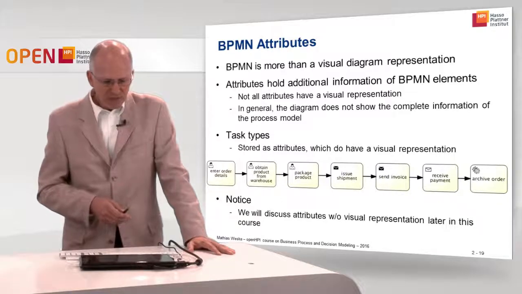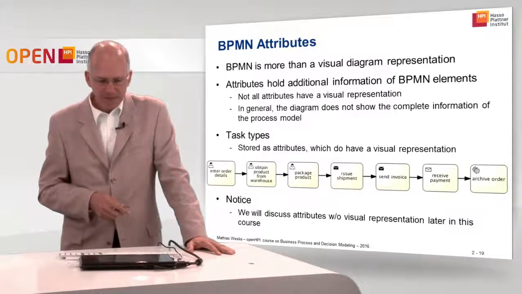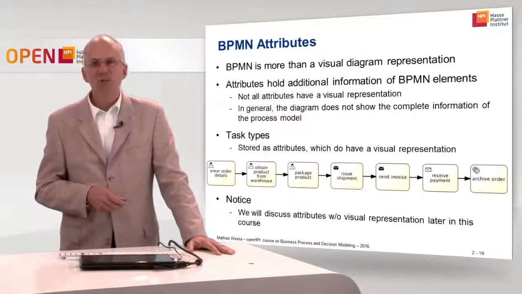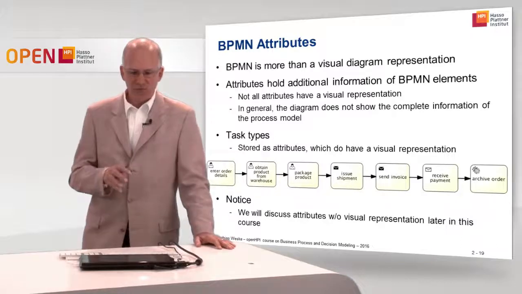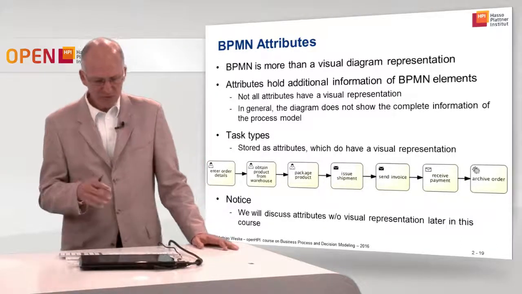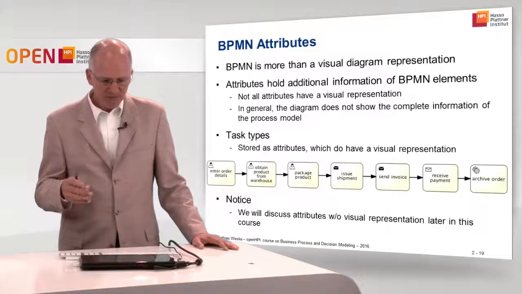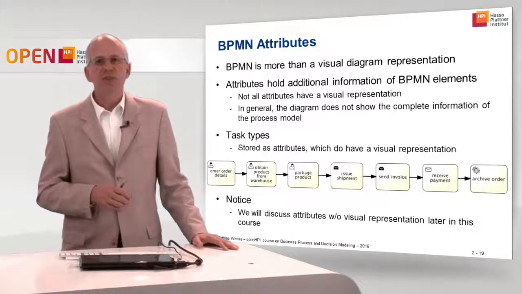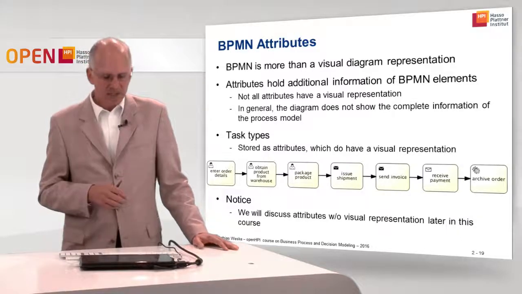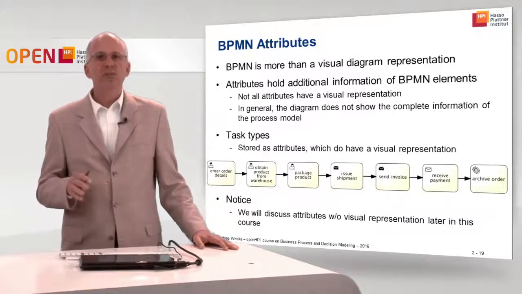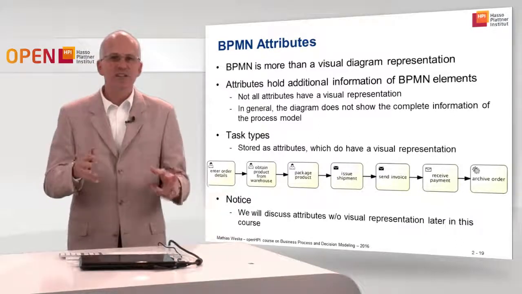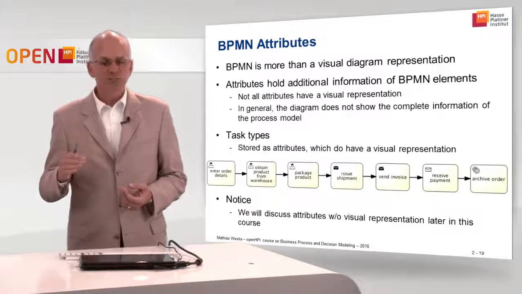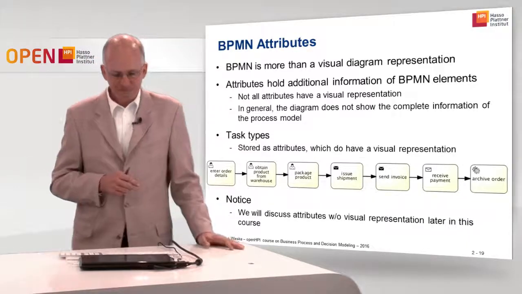More generally, attributes hold additional information of BPMN elements. And not all attributes actually have a visual representation. So far we have just looked at the visual representation, but there are attributes in BPMN, and we come to that a bit later, that do not have a visual representation. So when we take a look at a process model, we don't see the complete process model, we just see a visual representation of it. And there is additional information which is stored in the attributes.